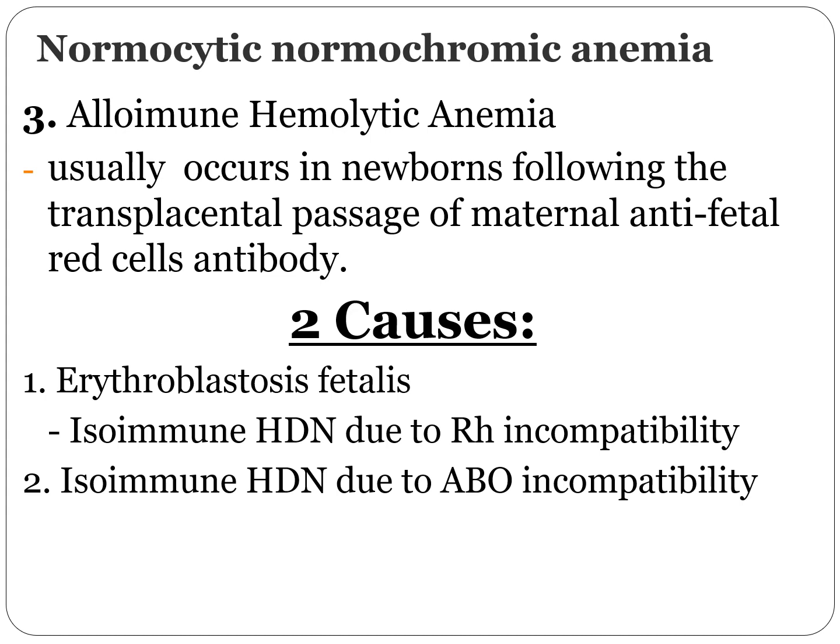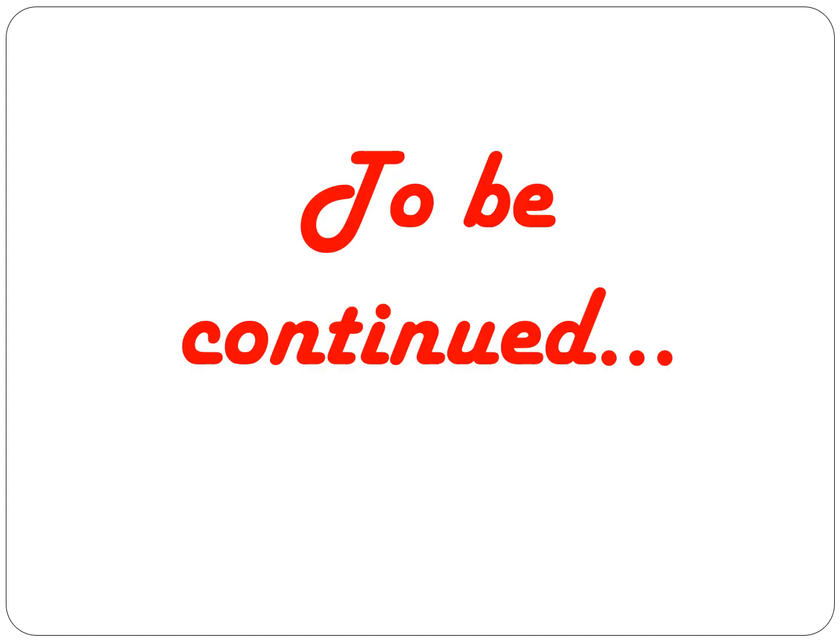So, this HDN occurs when the IgG alloantibodies produced by the mother cross the placenta into the fetal circulation, and then it will bind to the fetal red blood cells that are positive. So this is the first part. We're going to have the second part of the anemia.